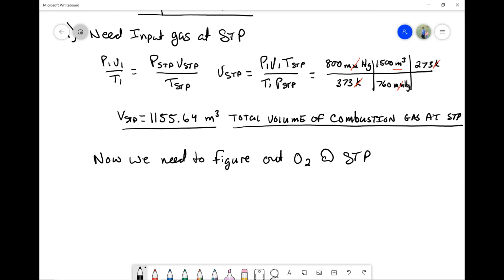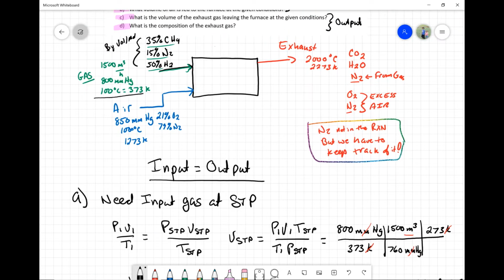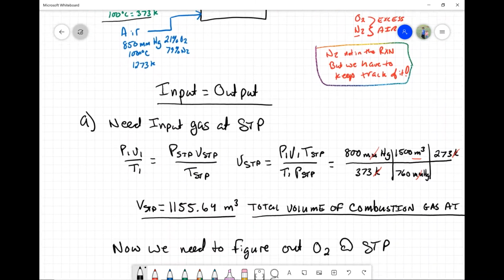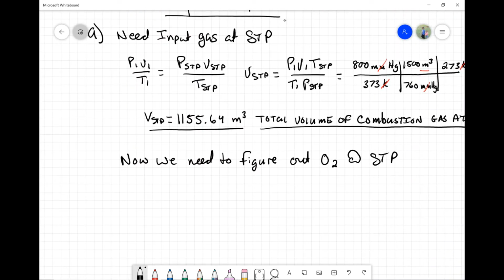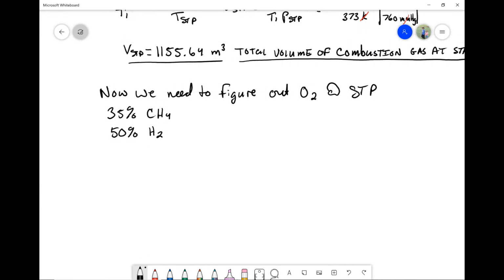And so we have two reactions. We have two combustibles here, CH4 and H2. I'm going to rewrite it here just so I don't have to go back and forth. It's 35% CH4, 50% H2, and we know it's reacting with O2.